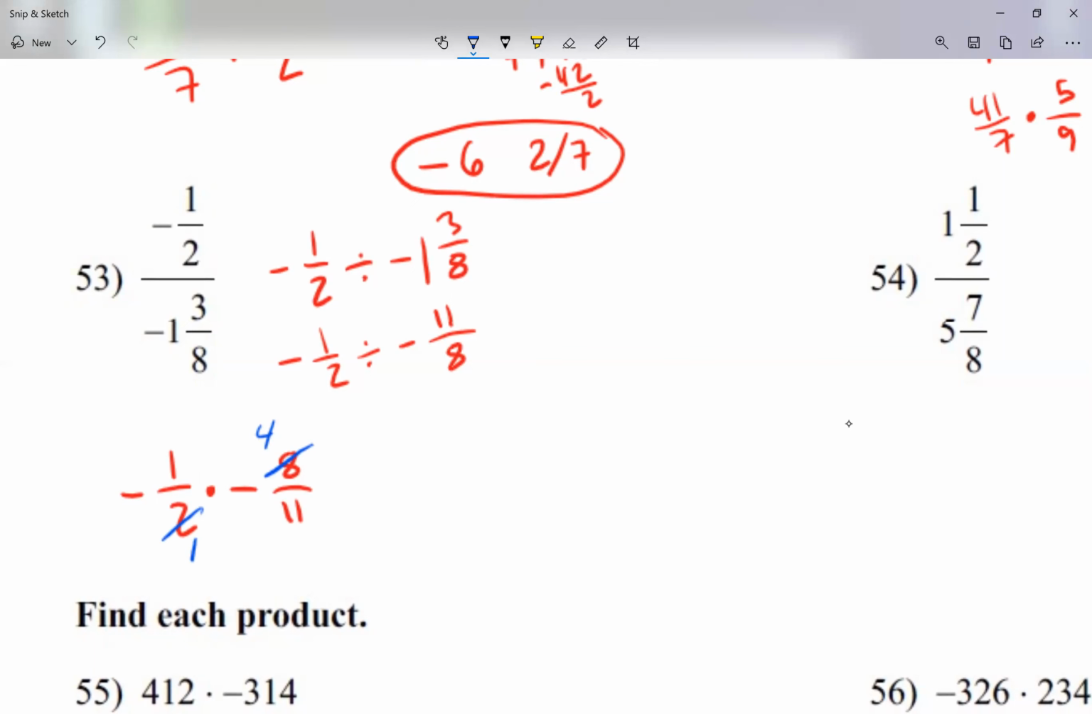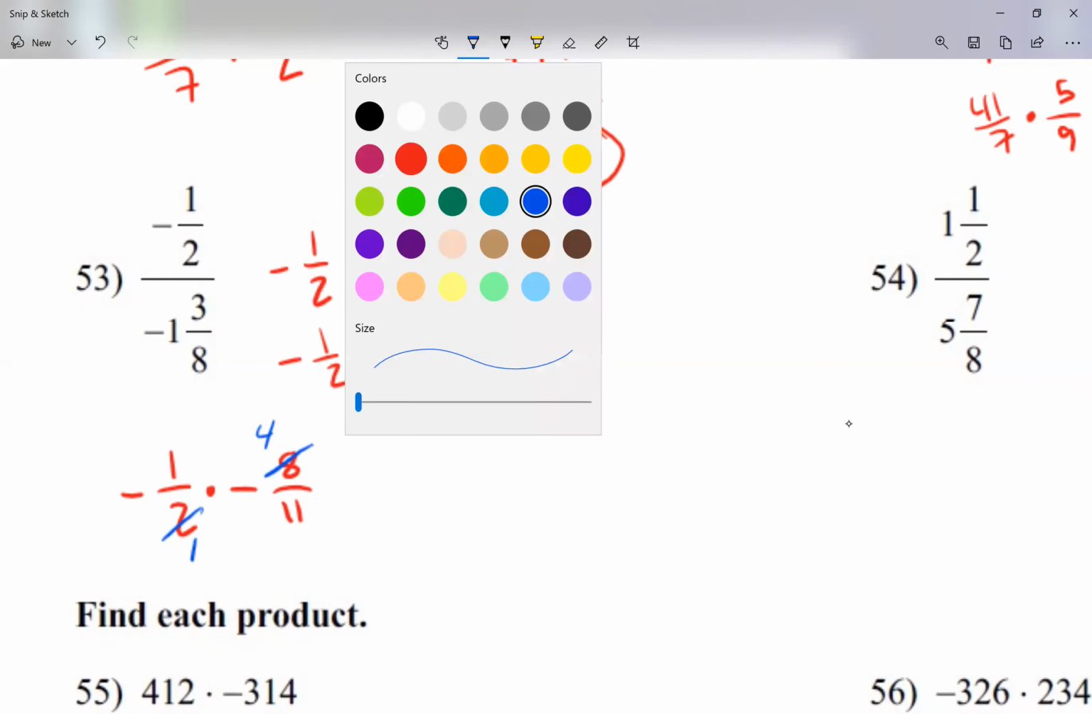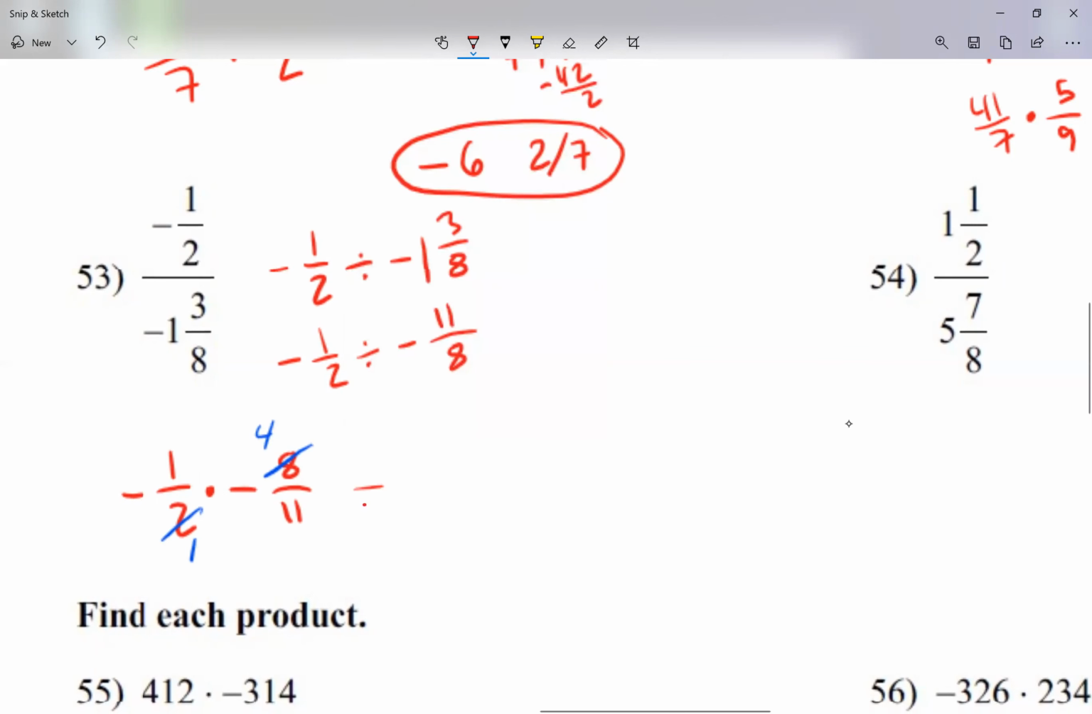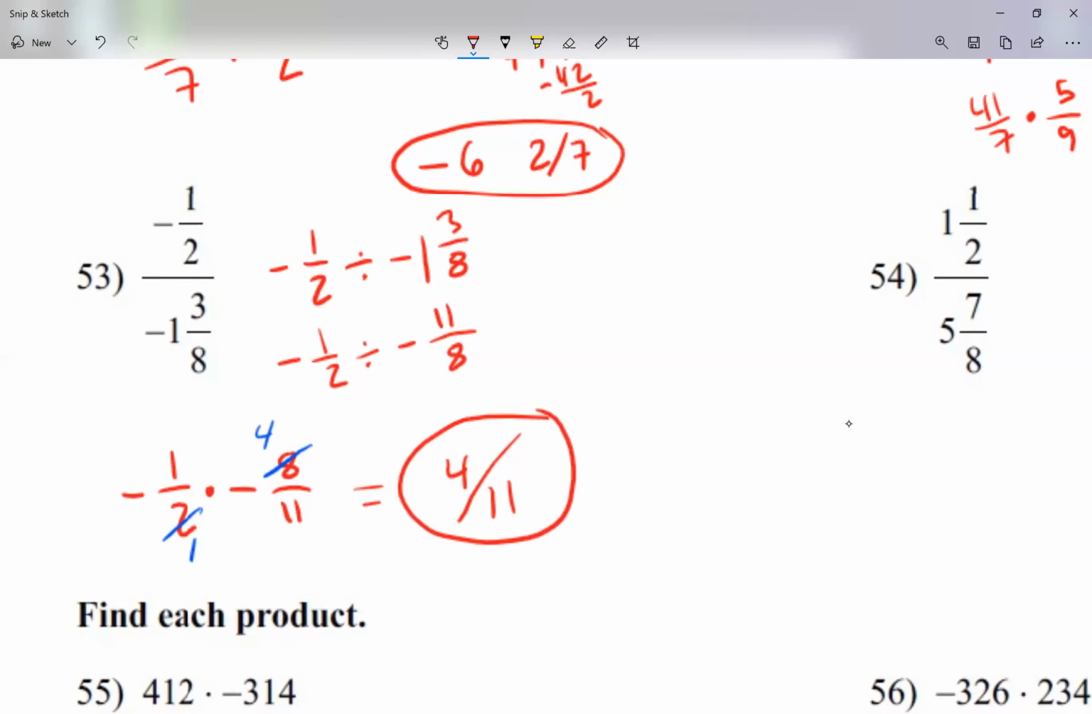Okay. Now I'm going to go back to multiplication. On the top, 1 times 4 is 4. At the bottom, 1 times 11 is 11. Now, when it comes to the signs, negative times a negative, it's positive. My big number's at the bottom, so I'm good. 4 over 11.